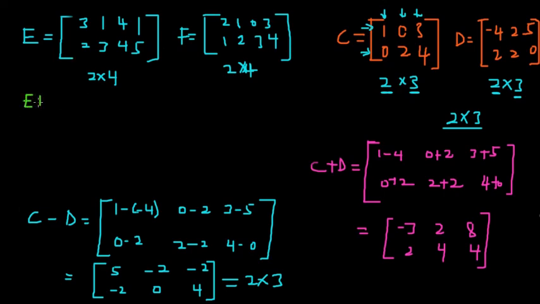So we have E plus F. Let's add these matrices. So this is 3 plus 2, that's 5. 1 plus 1, that's 2. And then we have 4 plus 0, that's 4. 1 plus 3, that's 4. Let's proceed. We have 2 plus 1, that's 3. 3 plus 2, that's 5. 4 plus 3, that's 7. And then 5 plus 4, that's 9. Now let's look at the most important part.